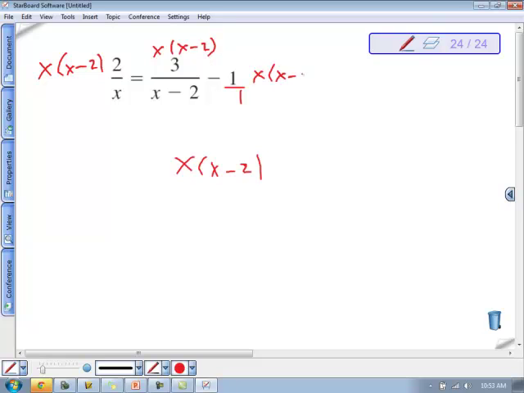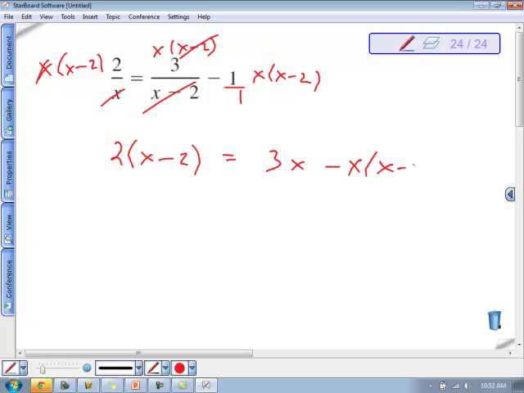So we'll multiply the top by this. Now, x cancels here, so I end up with 2 times this quantity, x minus 2. X minus 2's cancel here, I end up with 3x. And then minus x times x minus 2. Don't need the 1. All right, and then it's just a matter of solving this quadratic now.